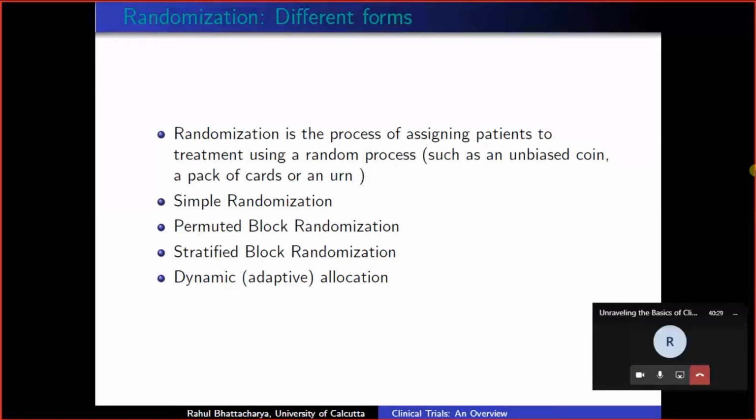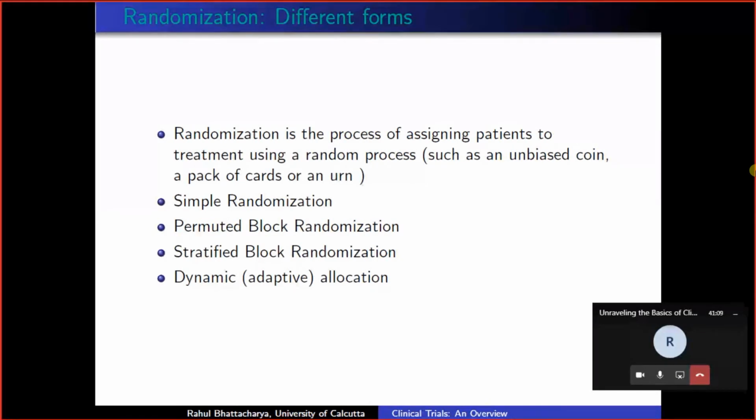So now we come to randomization. So this shows why deterministic allocation is not a good one for clinical trials. So we try to assign the patients in some random fashion so that no bias can arise. Randomization is the process of assigning patients to treatment using a random process or random device, such as an unbiased coin, a pack of cards, or an urn. Different forms of randomization are simple randomization, permuted block randomization, stratified block randomization, and dynamic or adaptive allocation.